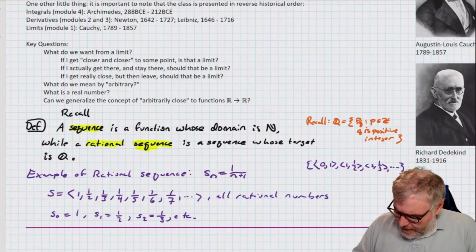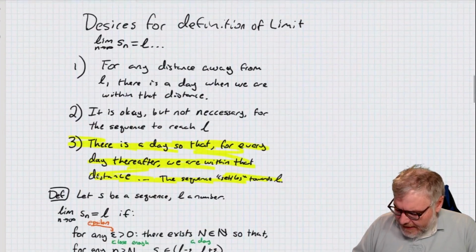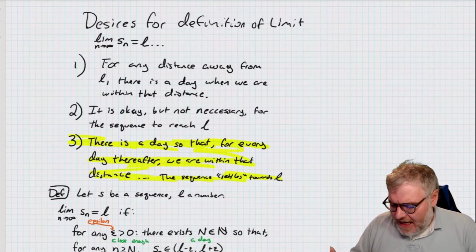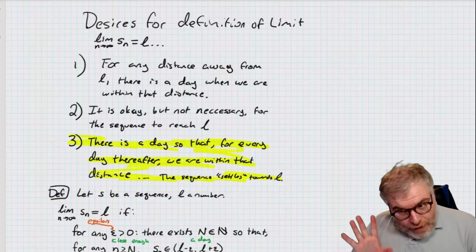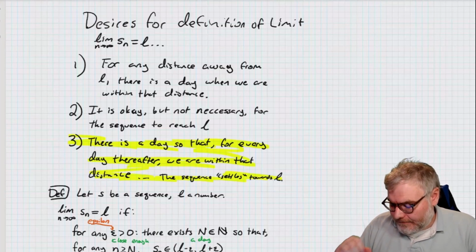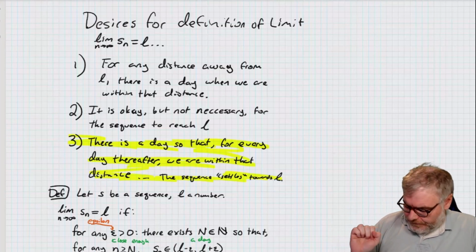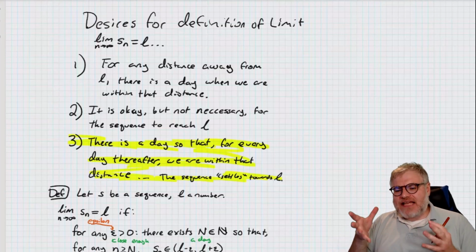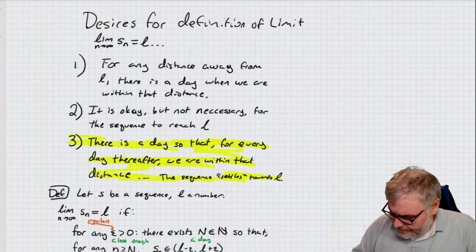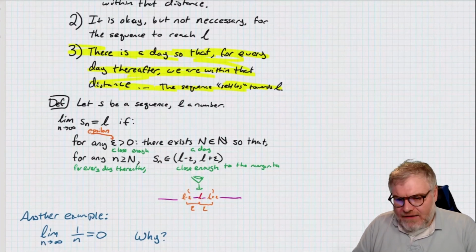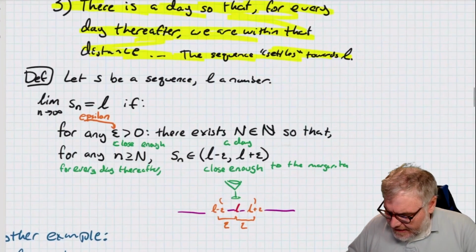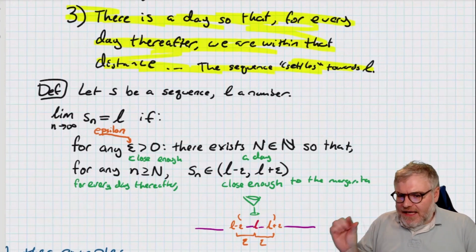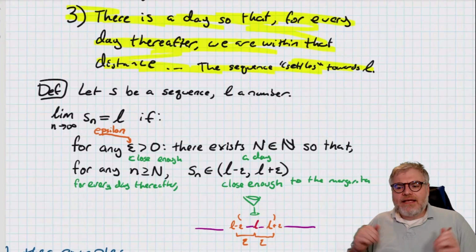And we had these three big things that meant that we had a limit that we wanted to satisfy. We wanted for any distance away from L, there is a day that we are within that distance. It's okay, but not necessary, for us to actually reach L. We don't have to. We just have to get arbitrarily close. And there is a day so that for every day thereafter, we are within that distance. In other words, the sequence settles on a particular L. Okay? And so we had this formal definition. But again, the key to this is not this formal definition. That's not as important as this third criterion. There is a day so that for every day thereafter, we are within that arbitrary distance. Okay. That's it for this lecture.